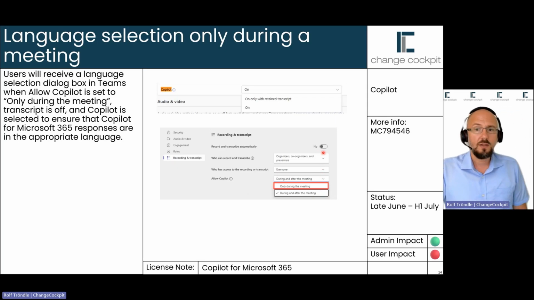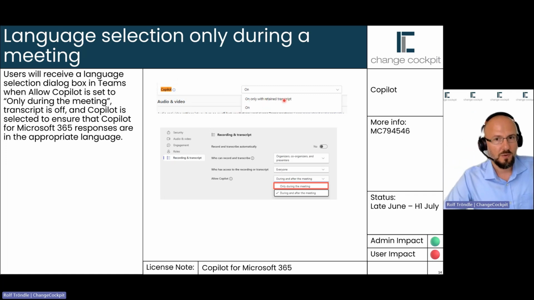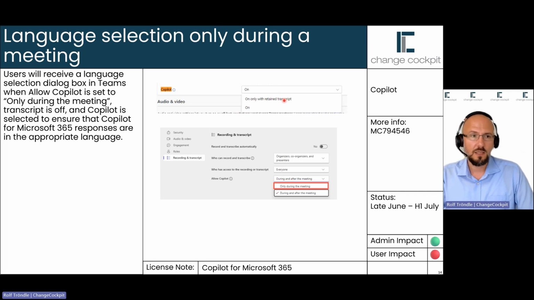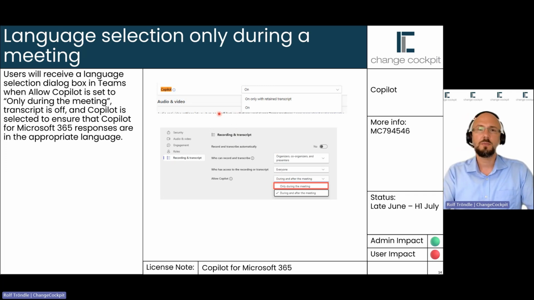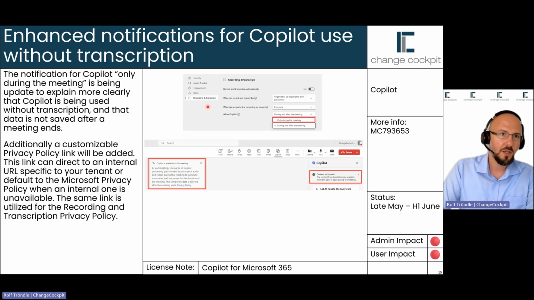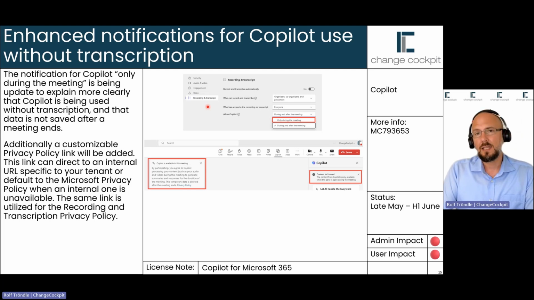Now if you use these options, by default it's off. You need to turn it on in the Teams Admin Center in the meeting policies called Copilot, and then on, and not only on with retained transcript, but this I have seen as default in tenants. So after you turn on the option only during the meeting, you will get a new language selection when you start the meeting, so Copilot knows better what language you are speaking and is able to do the temporary transcript.